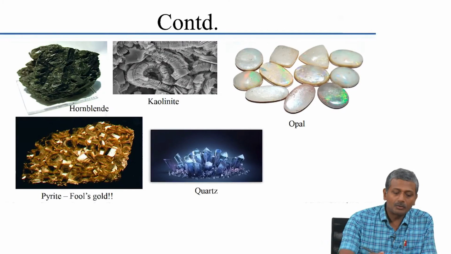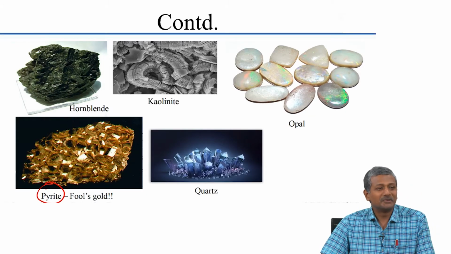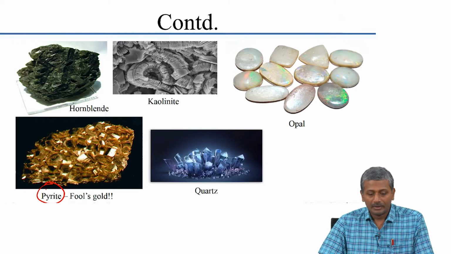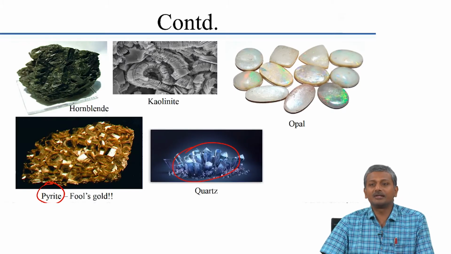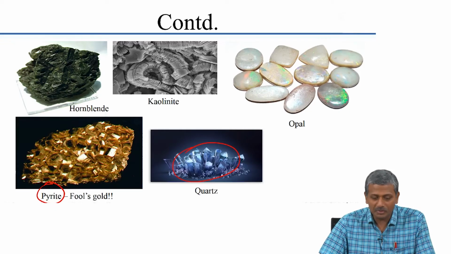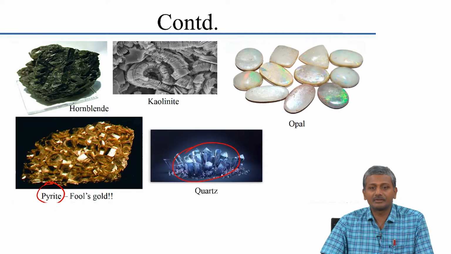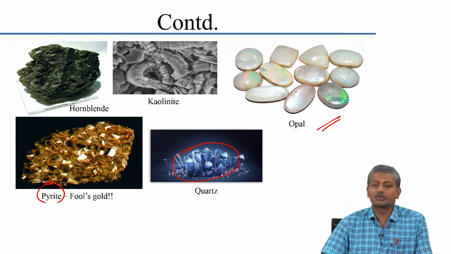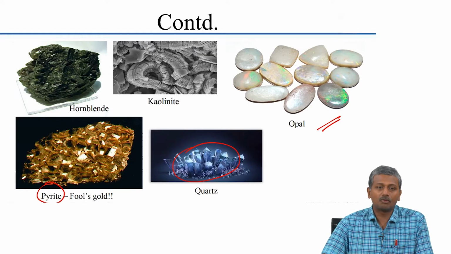Hornblende. Now, look at pyrite, it looks almost like gold, so it is called fool's gold. That is an iron sulfide based mineral actually. Quartz, you can find fascinating pictures of quartz on the internet, of course. This is one of those pictures that I picked up from Wikipedia. Quartz is a very hard mineral, mostly inert. And opal, of course, you know is also used a lot for manufacturing jewelry, but opal is essentially a form of silica.